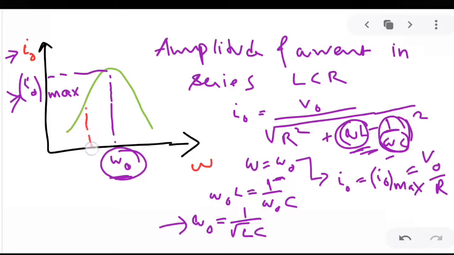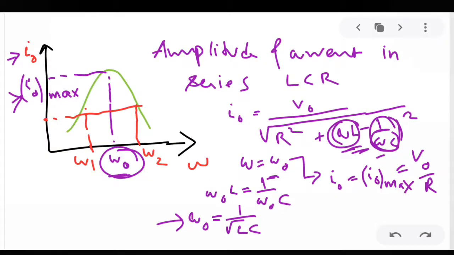Suppose this is omega 1, this is omega 2. At these frequencies omega 1 and omega 2, the current is 1 by root 2 times the peak current. These two frequencies are chosen such that the current is 1 by root 2 times the peak current. That is, what is this? This is the IRMS current.